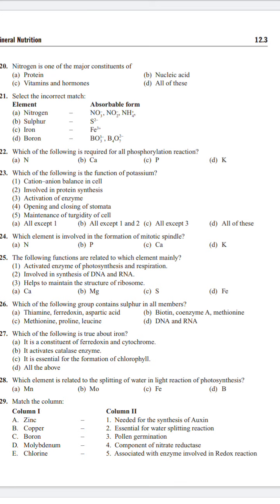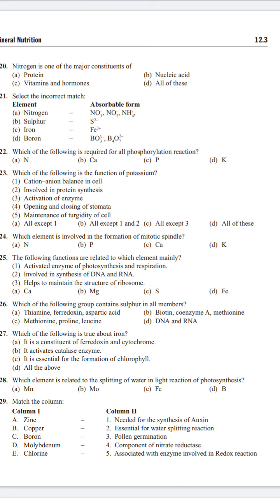Nitrogen is one of the major constituents of: option A, protein; option B, nucleic acid; option C, vitamins and hormones; and option D, all of these. The correct answer is option D, all of these. Nitrogen is a major constituent of proteins, nucleic acids, vitamins and hormones. We discussed this concept in the previous theory class, so you can refer to page number 197 of the NCERT textbook.